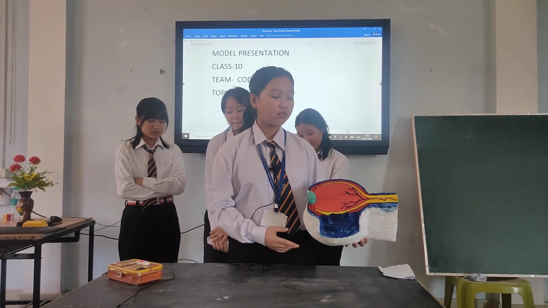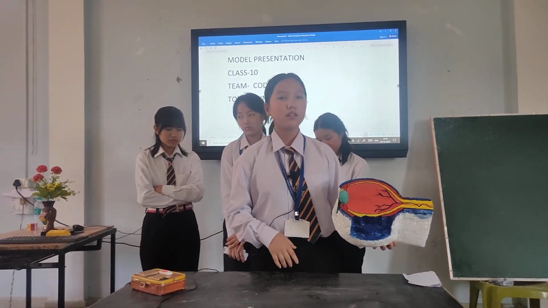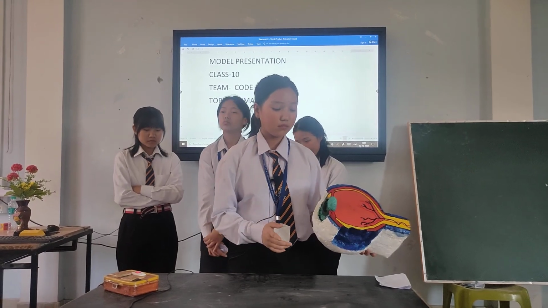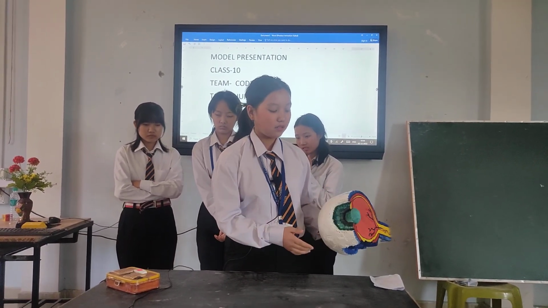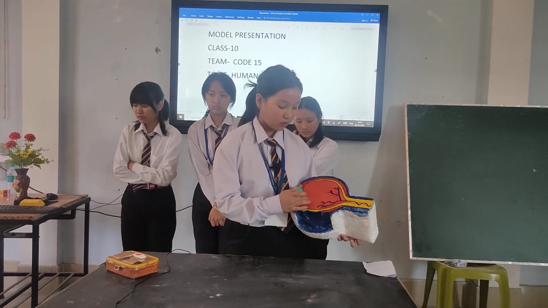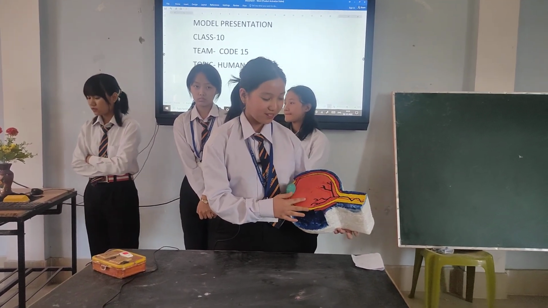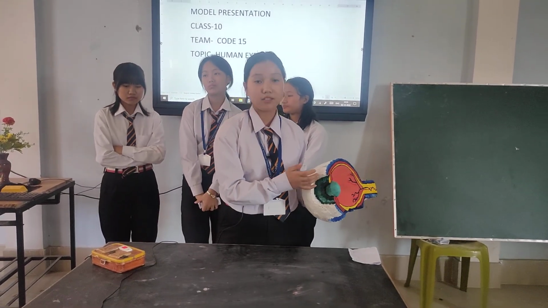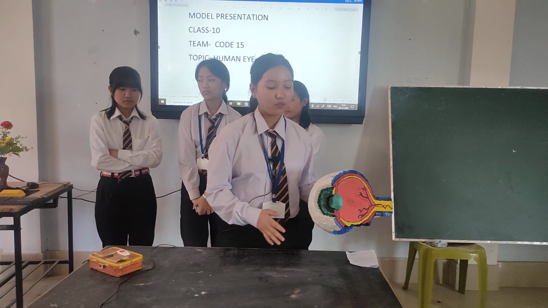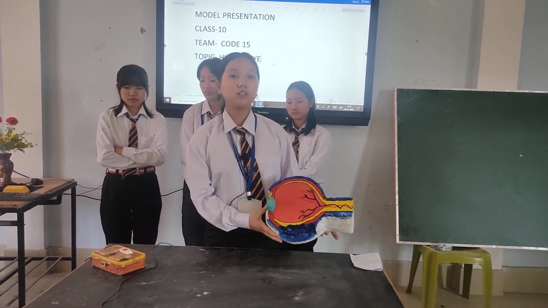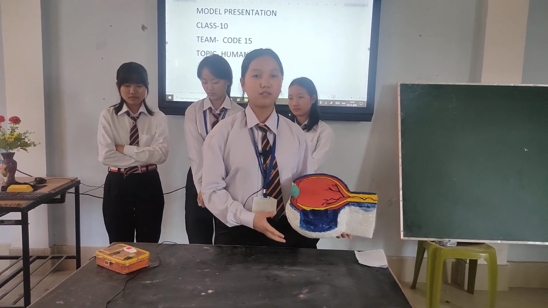First of all, I'm going to name the parts of the eye. So this one is the lens. This one is the iris, pupil. This one is the vitreous humor. This one is the retina, optic nerves, and the cornea is over here, but we didn't have the material to put here, so we didn't do that. So now I'm going to explain what the parts really do.